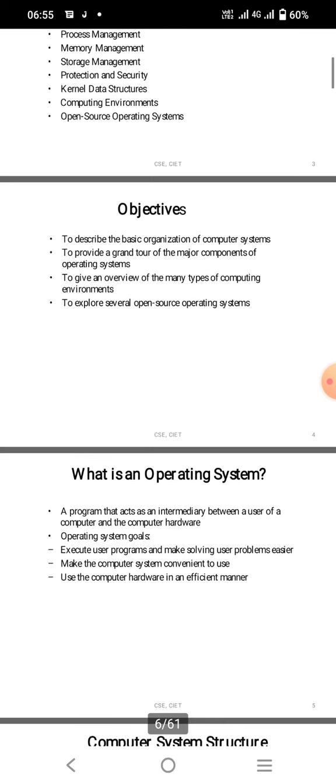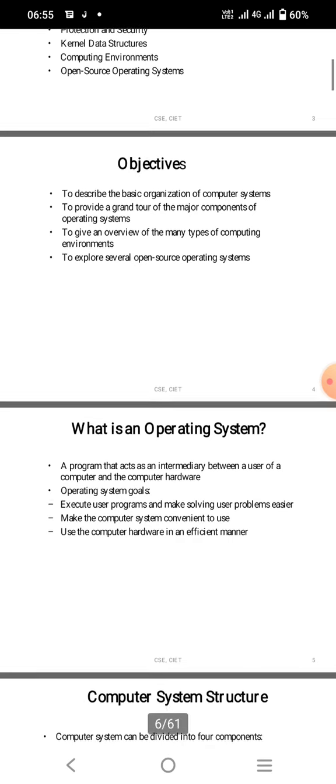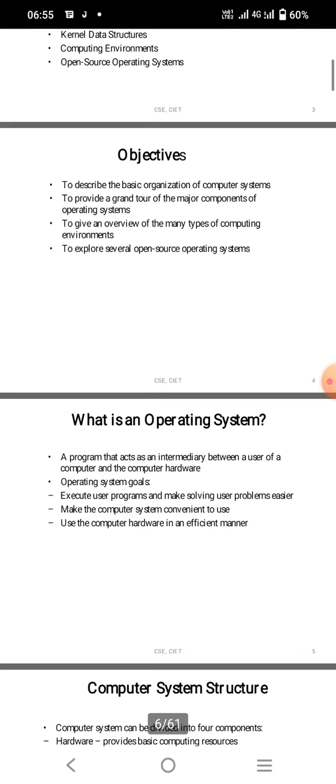And the next one is, what is an operating system? One of the important definitions of the operating system: a program that acts as an intermediary between the user of a computer and the computer hardware.